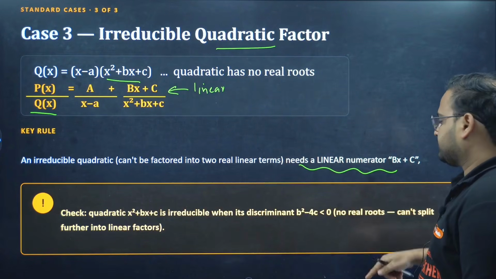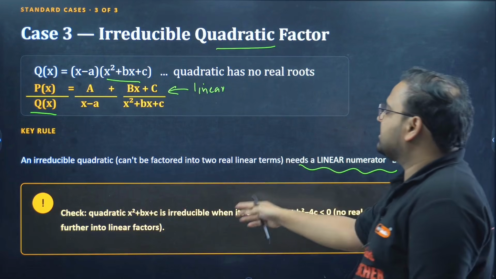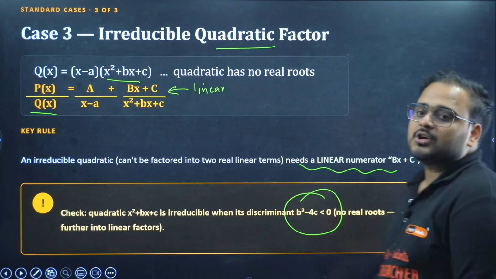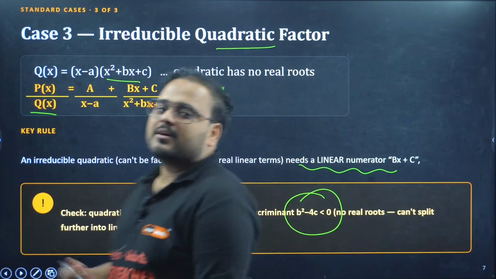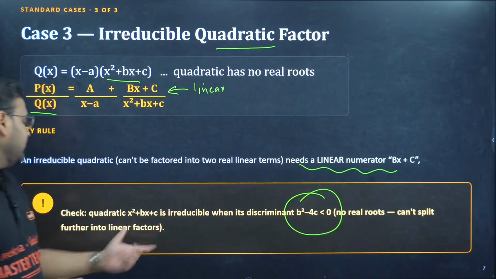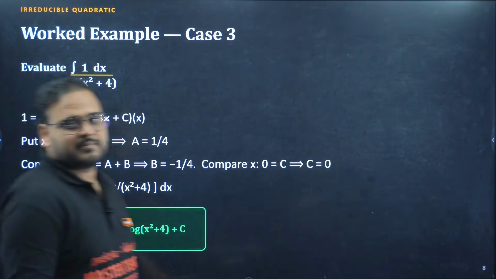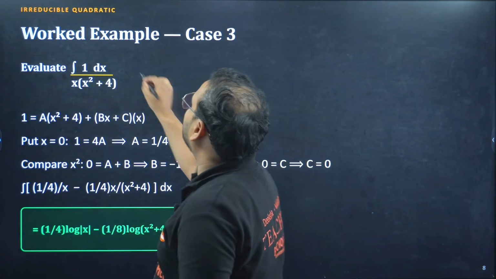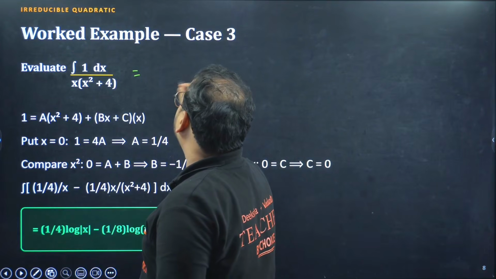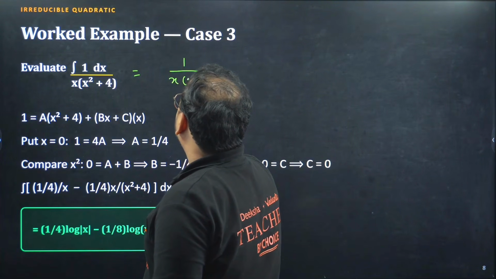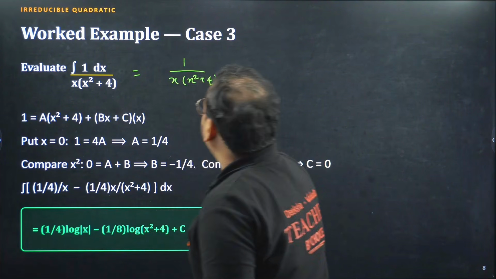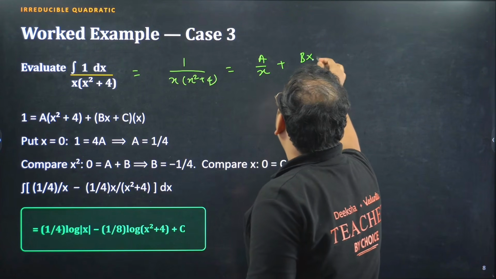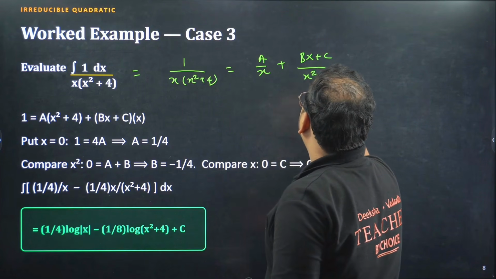And how do we know whether it is irreducible? Whenever you have a negative discriminant value, it means no real roots. You cannot split it into linear factors. One way to check that is there. An example is also given to you: 1 upon x times of x square plus 4. How would you write this? If I just write the fractional part, 1 upon x times of x square plus 4, you cannot factorize it any further. So you'll have a upon x plus bx plus c upon x square plus 4.